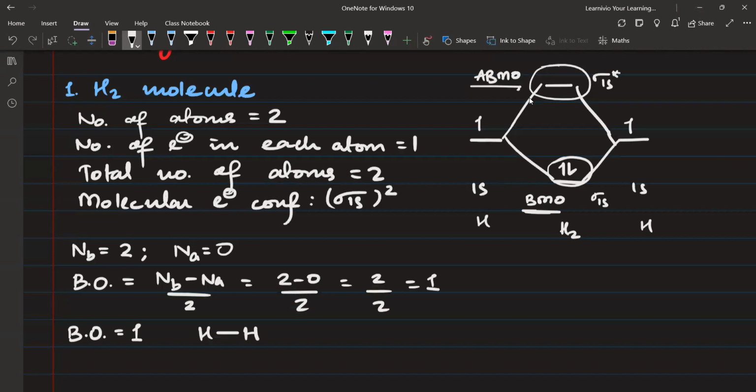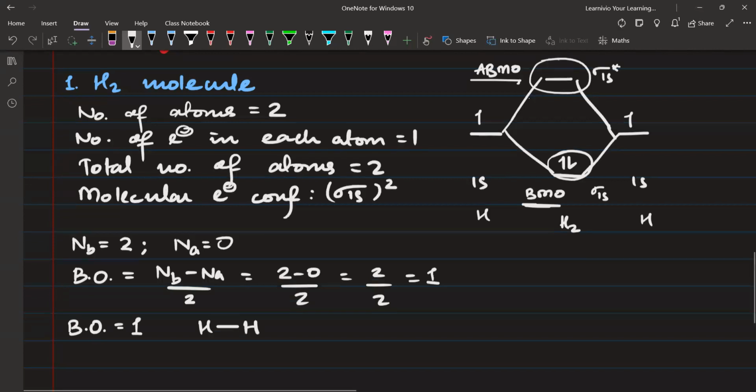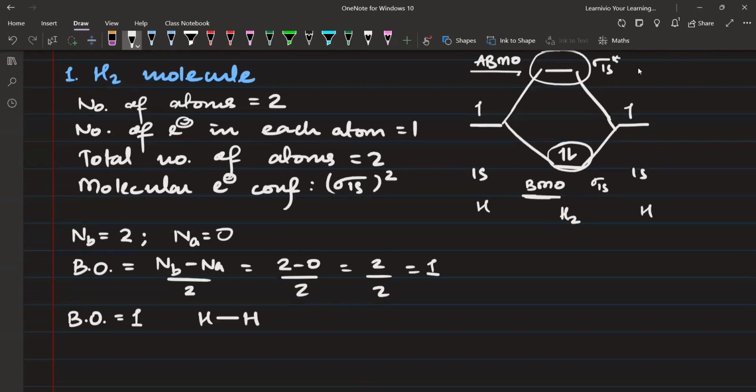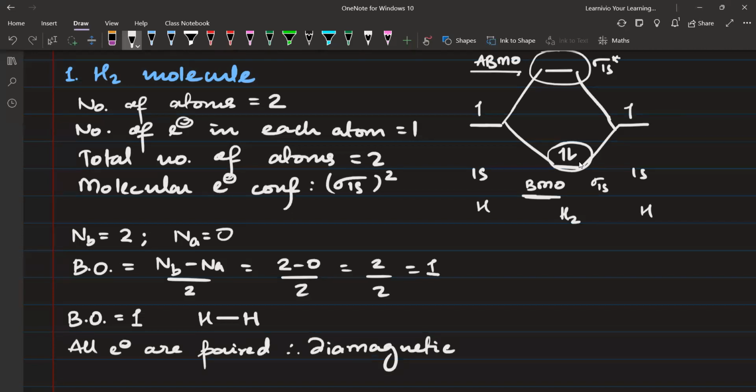One bond exists. Now, diamagnetic or paramagnetic. See, all the electrons are paired. Can you see that? Yes or no? Please tell me. Yes, sir. All electrons are paired, so diamagnetic. Therefore, diamagnetic.